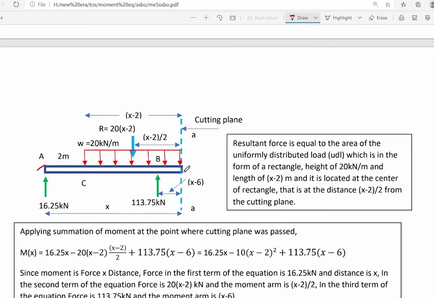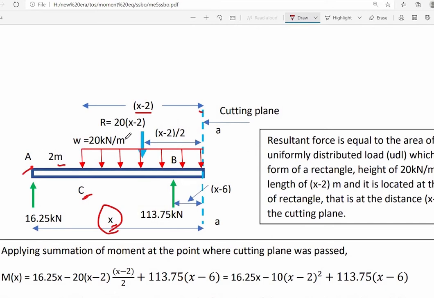From point A up to the location of the cutting plane, the distance is equal to x. Since point A up to point C is equal to 2 meters, the distance from point C up to the cutting plane is x minus 2. We just subtract the value of 2 meters from x. Since the resultant is just equal to the area of the uniformly distributed load, the height is equal to 20 kN per meter, and the distance where it is applied is x minus 2. So we just multiply 20 by x minus 2, and that is the total value of our resultant force.